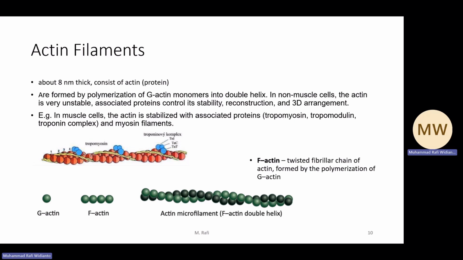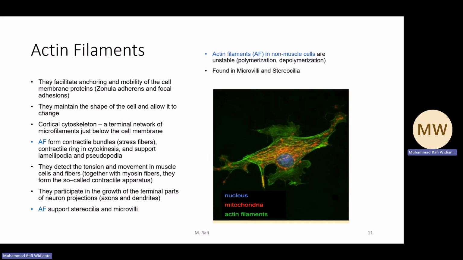And over here we have a schema of what that is, and a schema of G-actin and F-actin. F-actin is basically just polymerized G-actin. So G-actin multiplied is just F-actin. And you can see here that they become polymerized. Some more information about actin filaments.